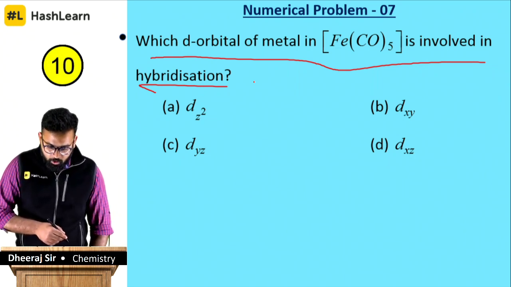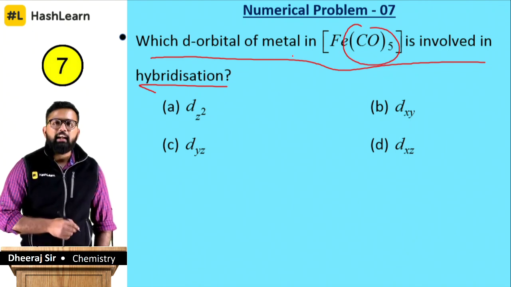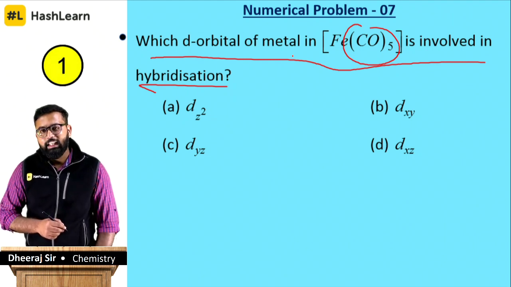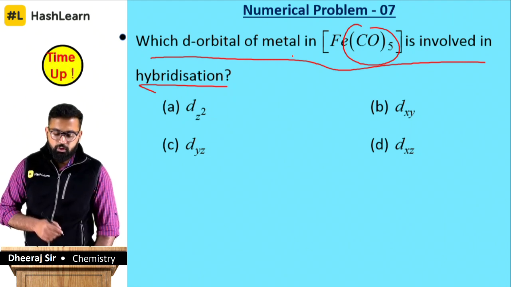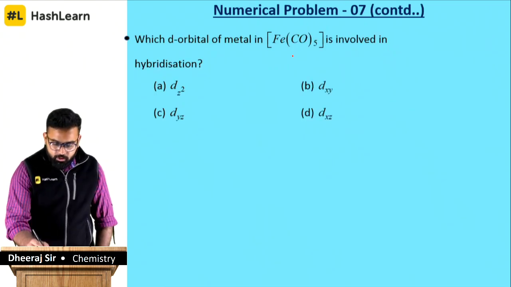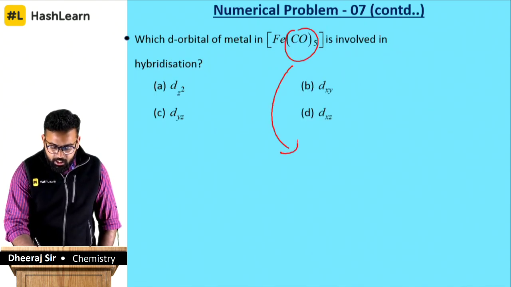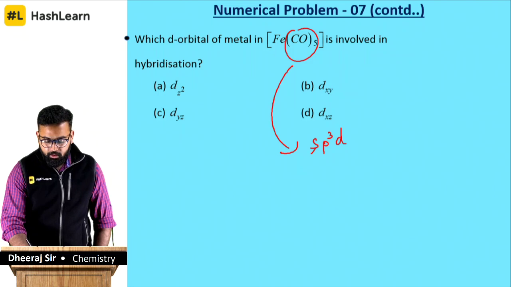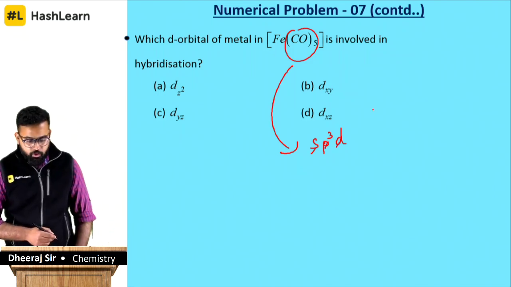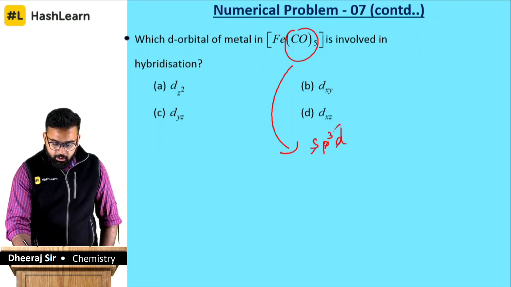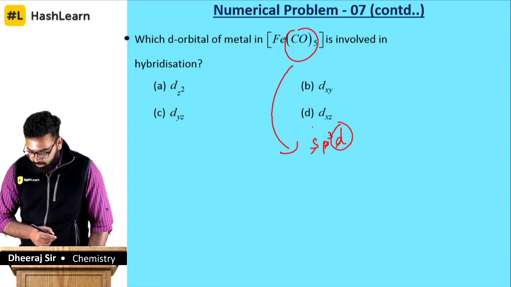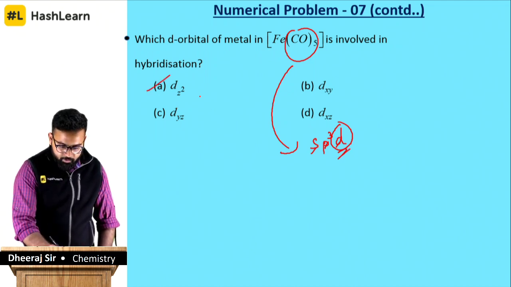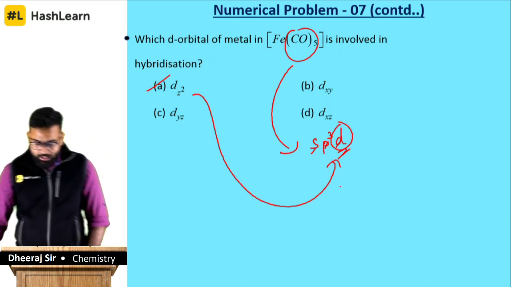So how many ligands? 5 ligands. Therefore, what will be the hybridization? The hybridization will be sp3d. 1 plus 3 is 4, plus 1 is 5. So when you have this, which d orbital will take part in this hybridization? You need to always remember that if one d is involved, it is dz square. So the dz square orbital will take part in hybridization.